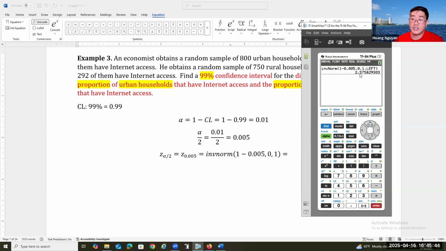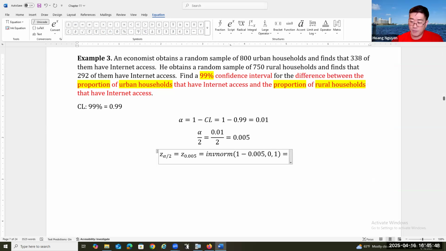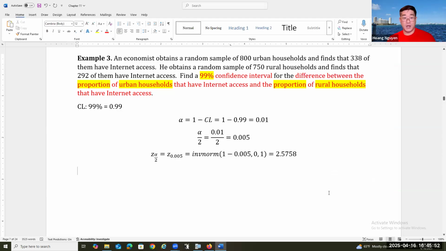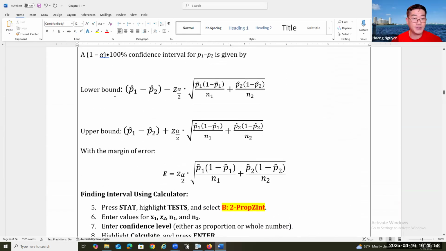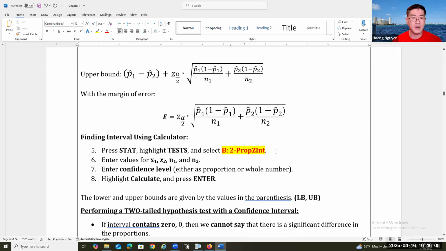And we're going to get the answer is 2.5758. So this is going to be the critical value, 2.5758. Okay. So that's what we need to know, right? Now for the rest of the calculation of the lower bound, let's take a look. We need to know P1 hat and P2 hat. We need to know N1 and N2. So I think we know that already, right?